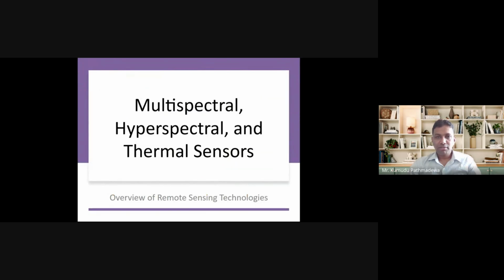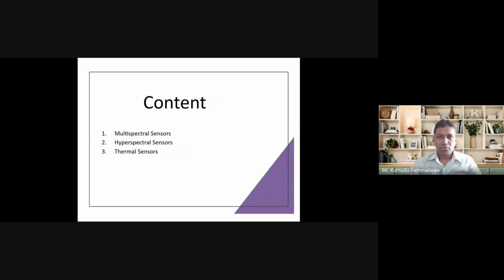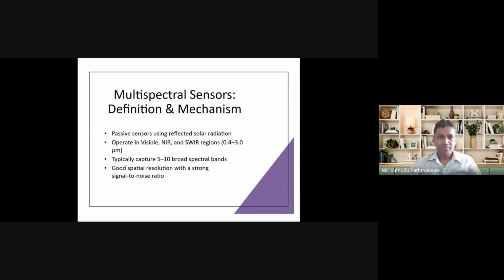So this is our today's lecture on multispectral, hyperspectral, and thermal sensors. We are moving into this: the understanding of the three main categories of remote sensing sensors, especially multispectral, hyperspectral, and thermal sensors. This will help us understand how each type collects data and where they are applied. So we move on to the next slide.